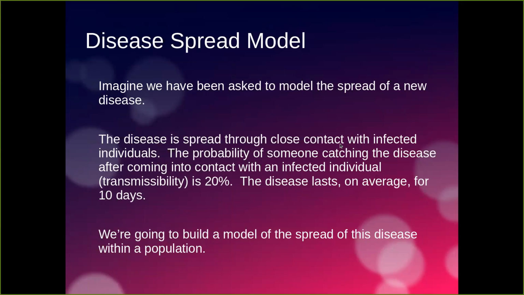So let us imagine a world in which there has been a new disease emerge. Probably not too difficult for most of us, unfortunately. So this disease is spread through close contact with infected individuals. And the probability of someone catching the disease after coming into contact with an infected individual, which is known as the transmissibility, is 20%. The disease lasts on average for 10 days.